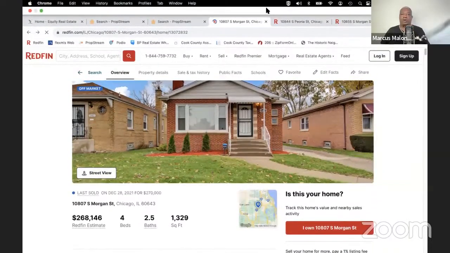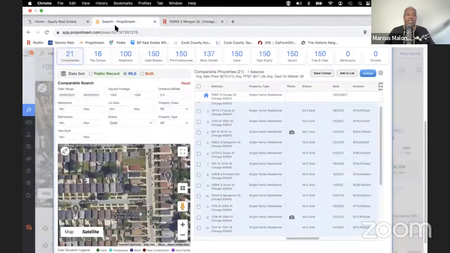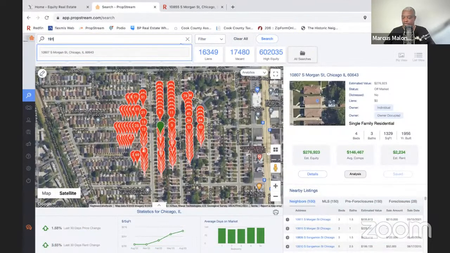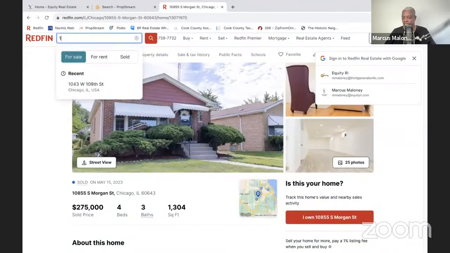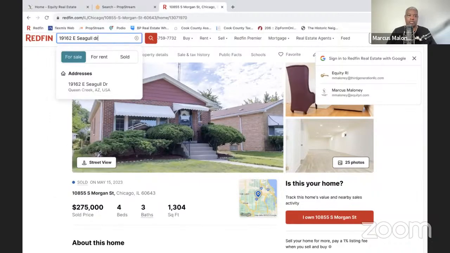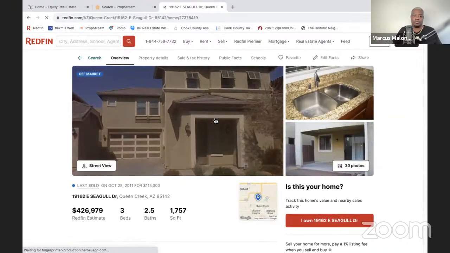All right. So let's move on. Let's do the next property so we can close this out. Let's do the next property, which is 19162 East Siegel Drive, Queen Creek. We'll put that in there. We'll drop this in here. So we have an image of the property.